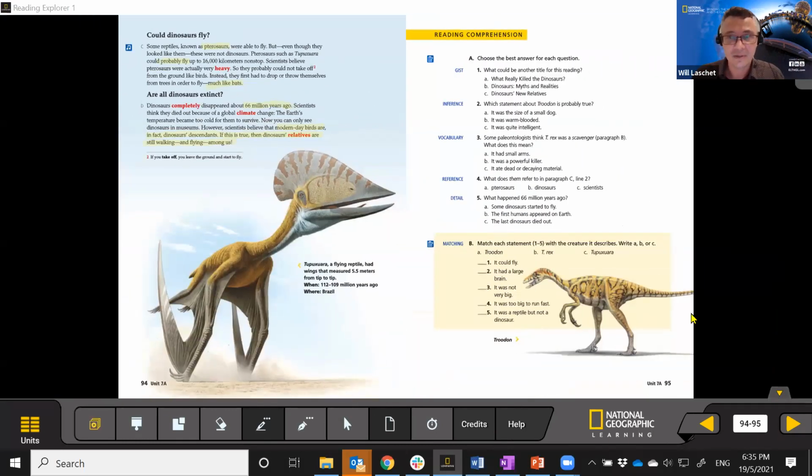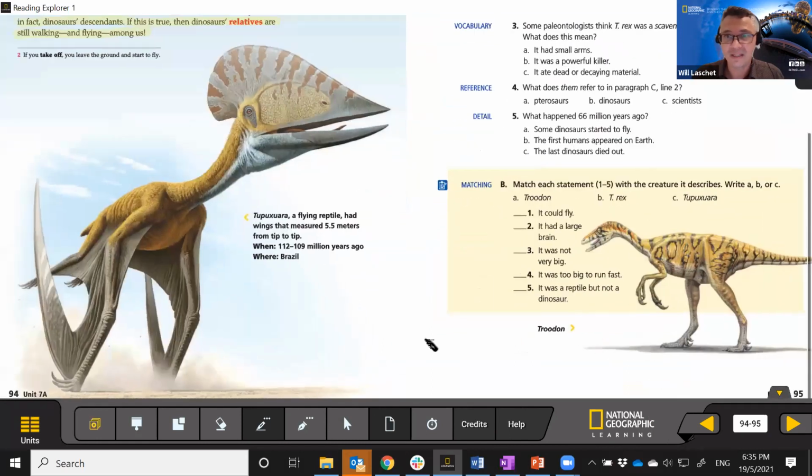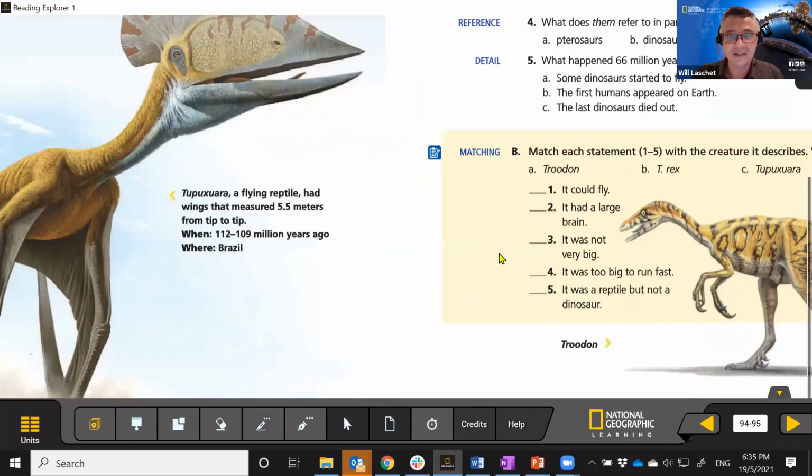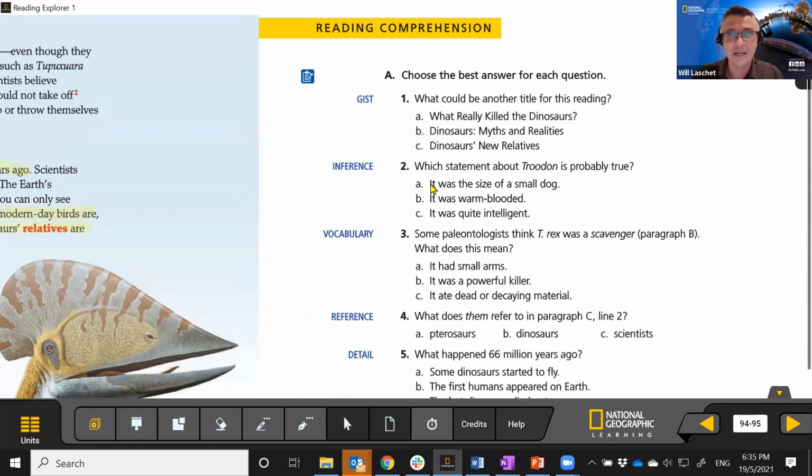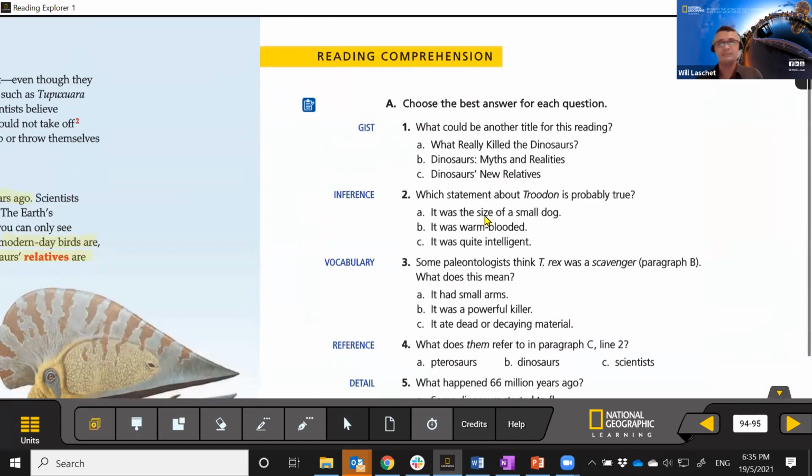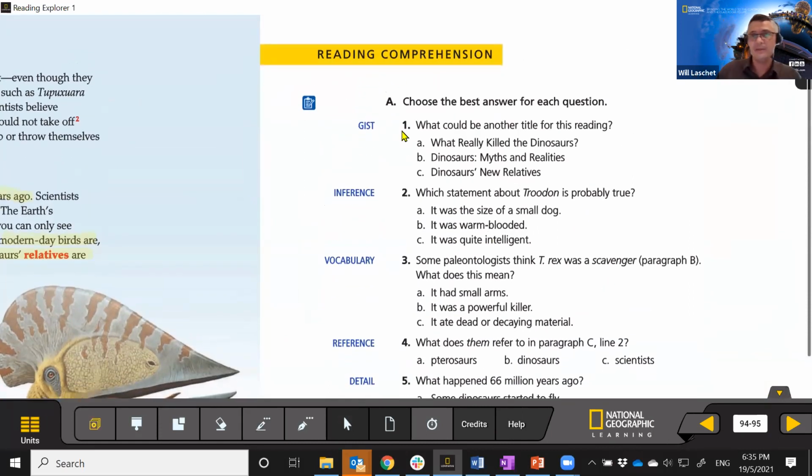Okay, here we go. So let me zoom in and we'll have a look at these. Right, so here we go. And this is something that I really like about Reading Explorer, about this book, the reading comprehension. You'll notice here that all of the questions are reading comprehension, but it's explicitly signposted what type of question it is. So here we've got gist.